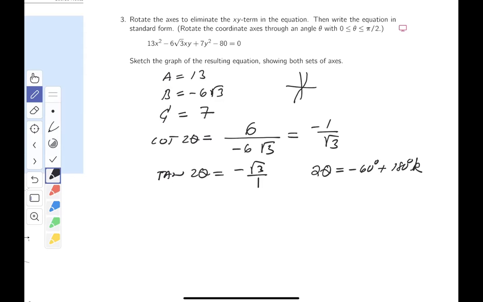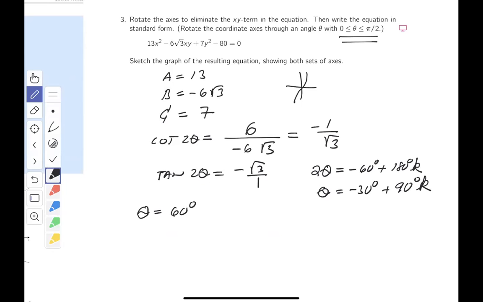Let's divide both sides by 2, and you get minus 30 degrees plus 90 degrees K. Now I have to find an angle between 0 and 90. If you chose k to be 0, you get minus 30. I don't want that. If you chose k to be 1, though, what would you get? 60 degrees. All right, so I'm going to write that down. Theta is 60 degrees.